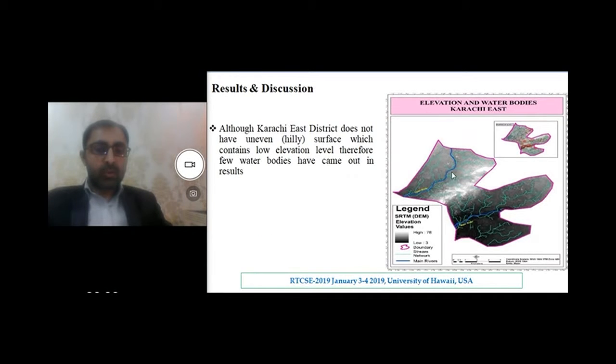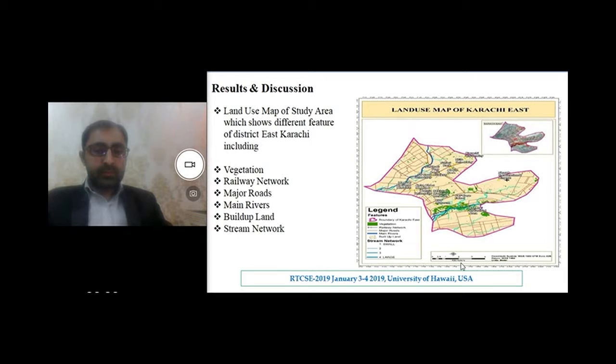Here is the image of the digital elevation model, which shows the rivers represented here, and these are the tributaries or smallest water bodies present here. This picture shows that Karachi district east does not have an uneven surface and contains low elevation levels, therefore few water bodies are represented. Results and discussion.